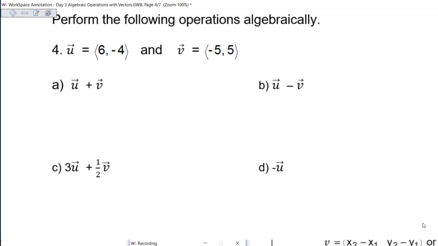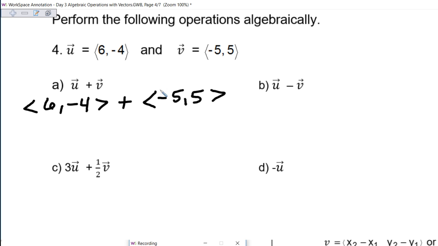Okay, more practice with algebraic operations. It says perform the following operations algebraically. So again, this only works if they're in component form. So we have vector u plus vector v. So what do I put for vector u? 6, negative 4. We need to add to that vector v. So what's vector v? Negative 5, 5.